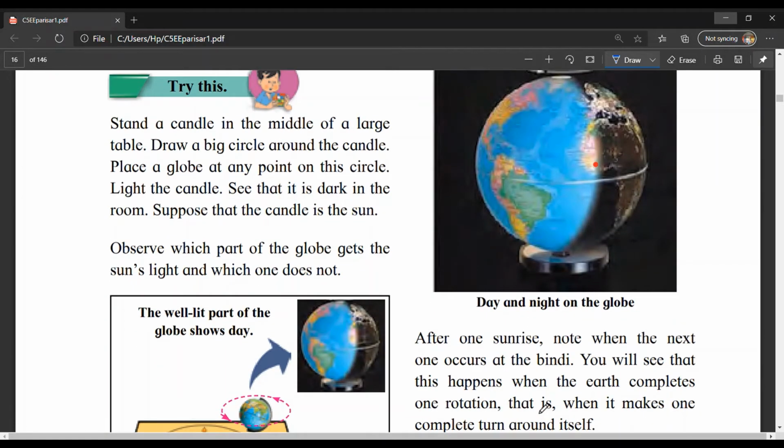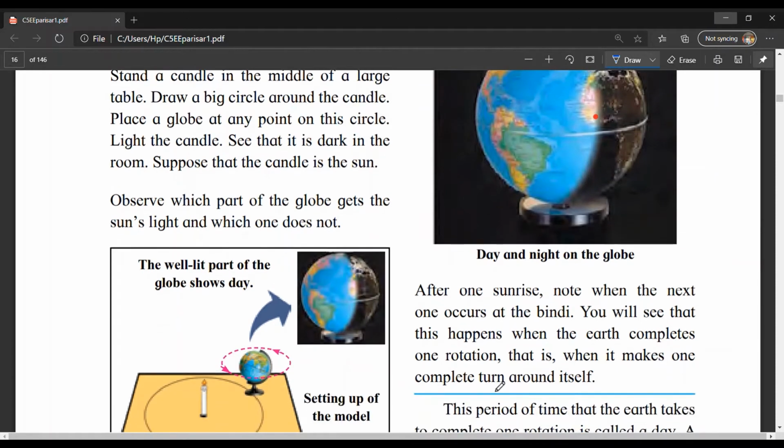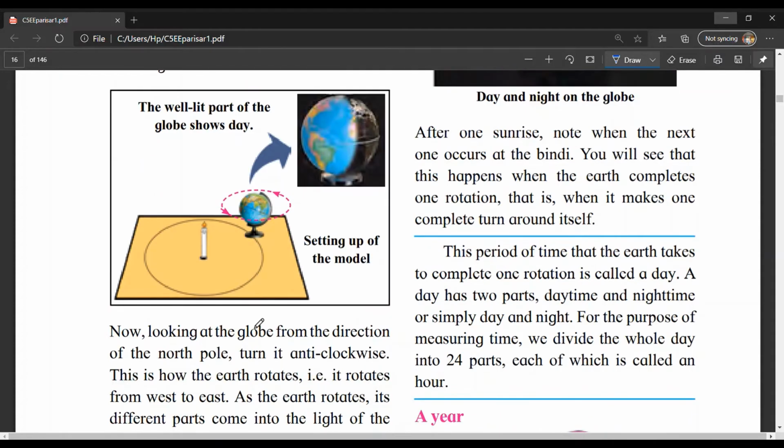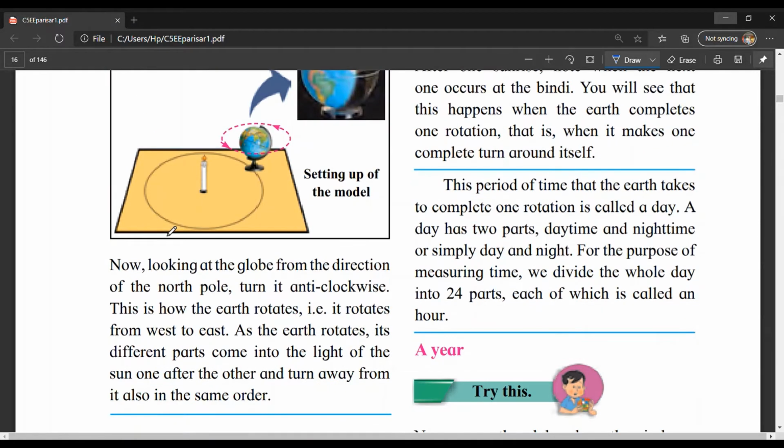Here's the next experiment. You can do this even at home if you have a globe. Take a cardboard and draw a circle on it, place a candle in between, and put a globe on the circle and rotate the globe. While rotating it, you have to revolve it, that is, you have to make the globe go around in a circle. So let's see.